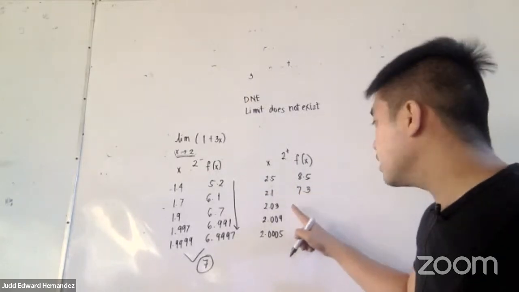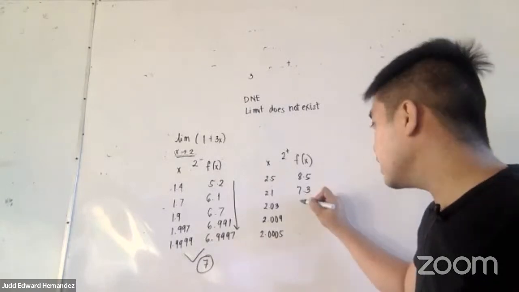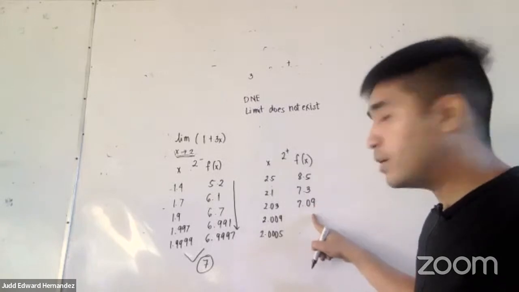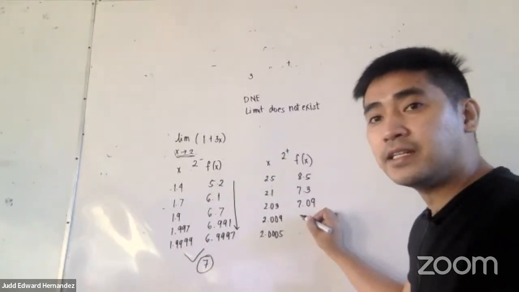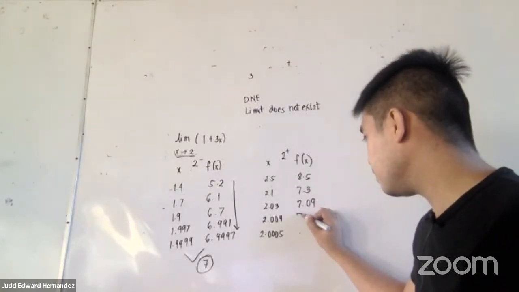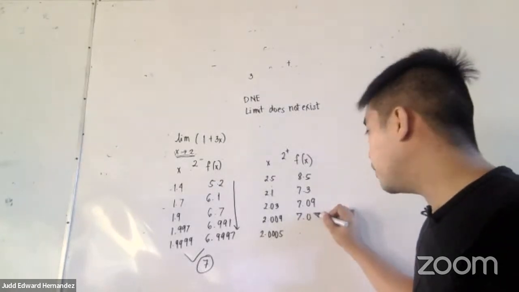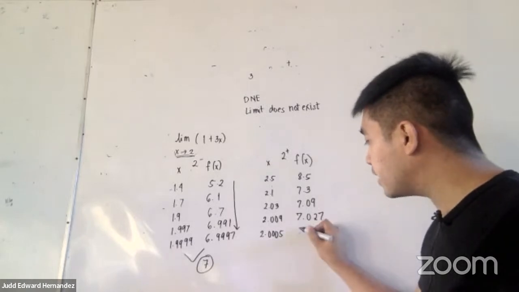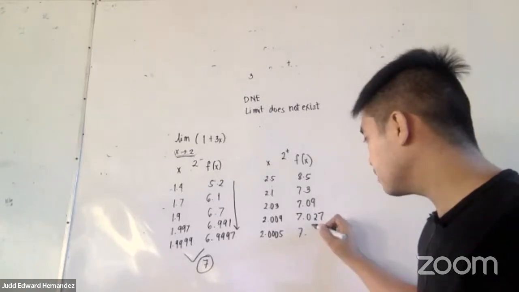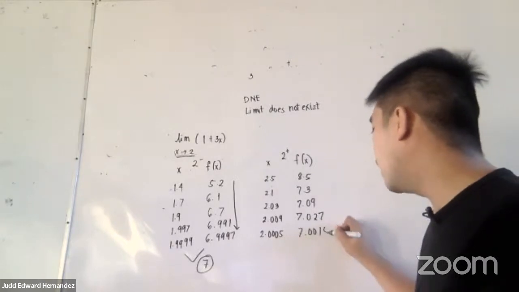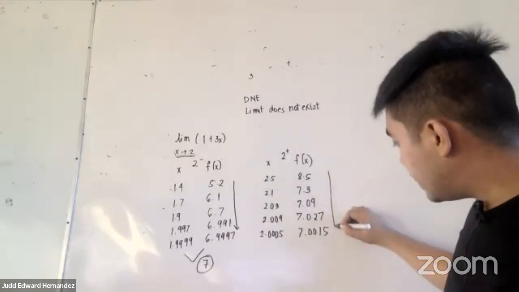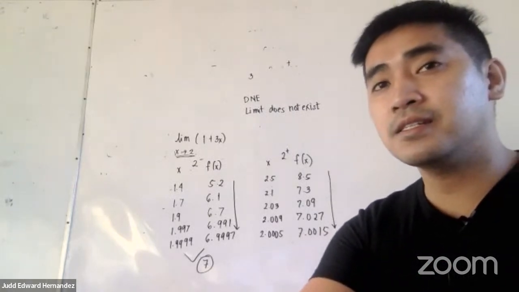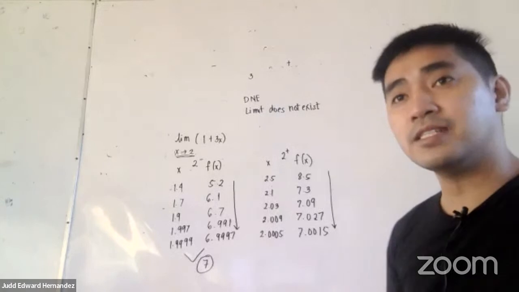7.3. What is 2.03? This is? 7.09. What is 2.009? That is? 7.027 po. What is 2.0005? That is 7.0015 po. Okay. What can you say about these values? Yes, Lan?